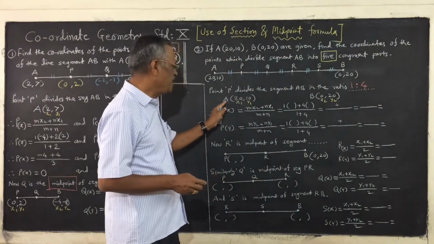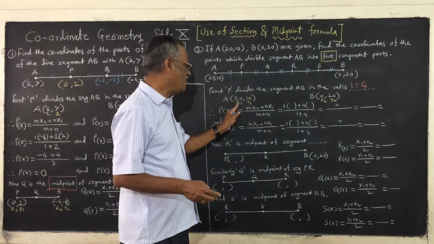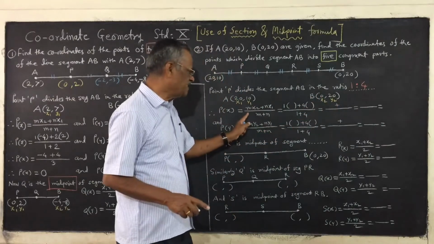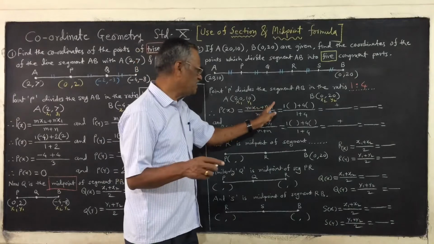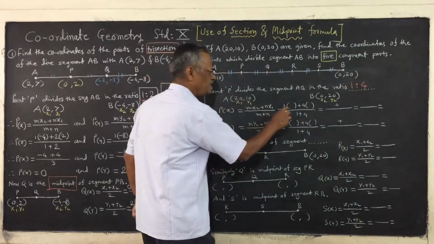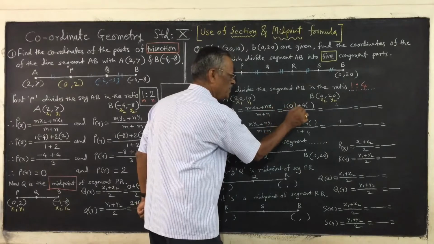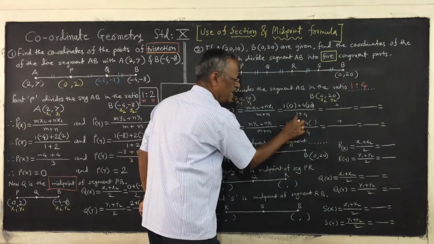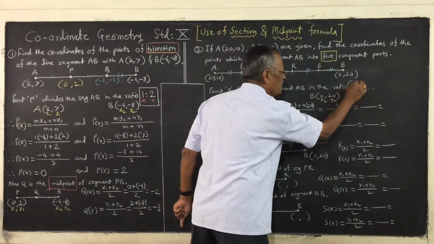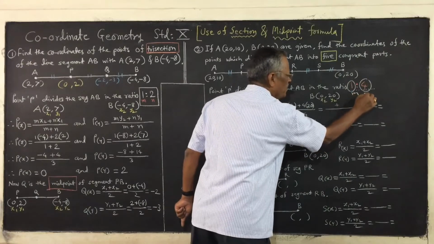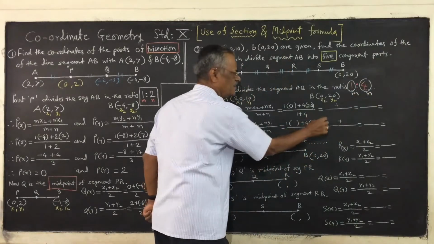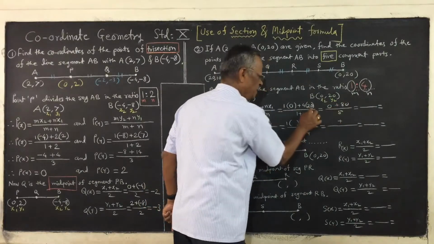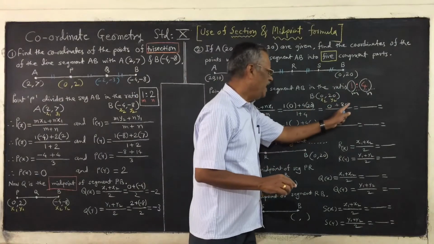Now use that segment AB. A coordinates x1, y1. B coordinates x2, y2. Use the formula, section formula properly. mx2 plus nx1 upon m plus n. So what is the value of x2 there? Substitute there 0. What is the value of x1 there? That is 20 divided by m plus n. M is 1. This is your m and this is your n. So m plus n is 5. And what is the product there? 0 plus 80. Now 80 plus 0 is 80.